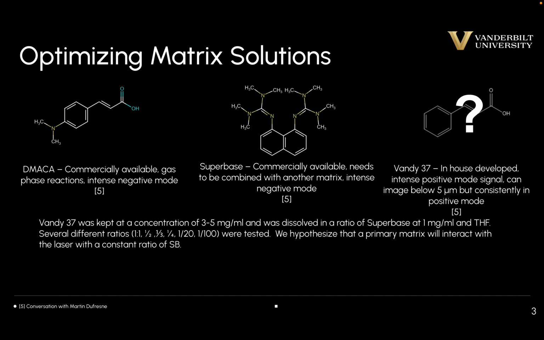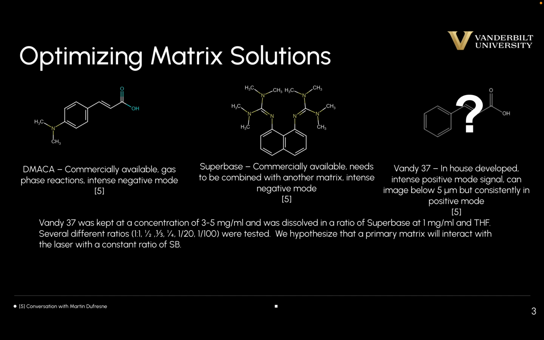So there are many different things that can affect the way that a signal is going to appear. One of the main things is the type of matrix solution that is being used. This summer, we used three main ones. On the left is DMACA, in the middle is SuperBase, and on the right is Vandy 37. DMACA is a commercially available matrix. It works incredibly well in negative mode.